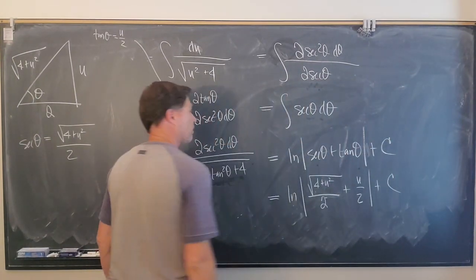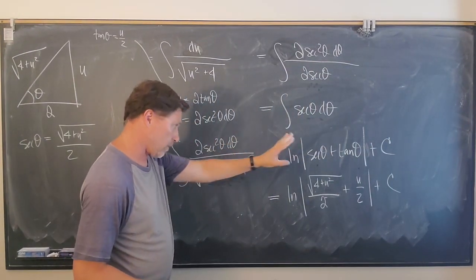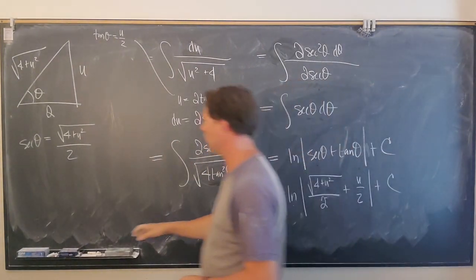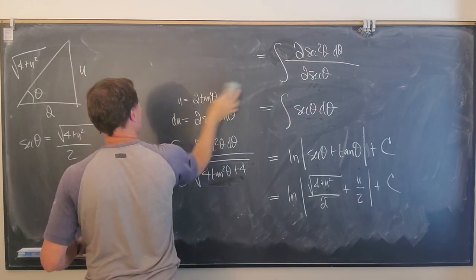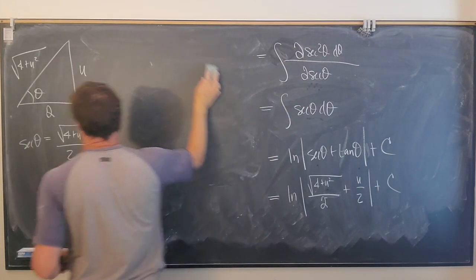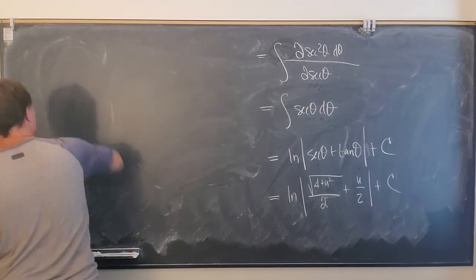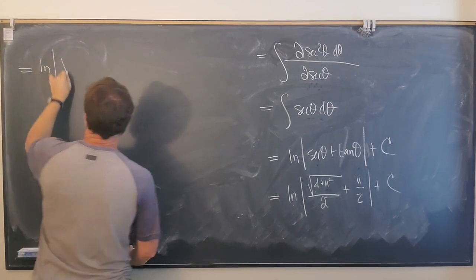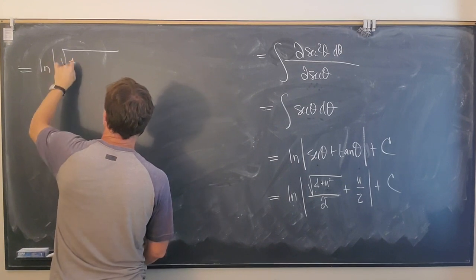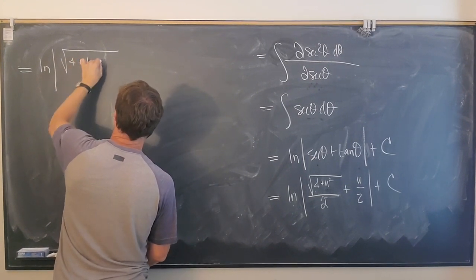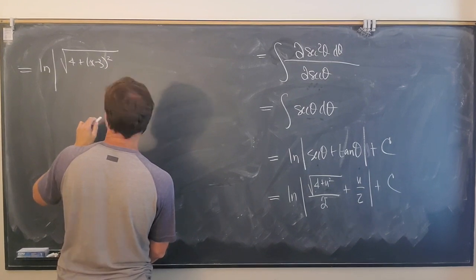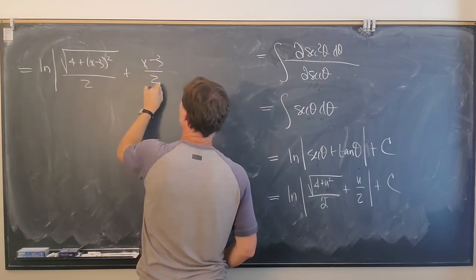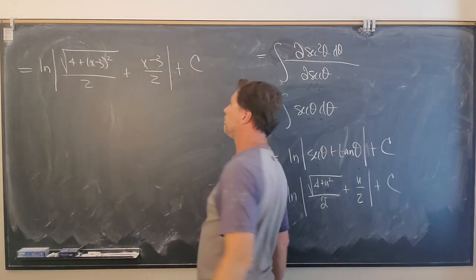We're almost done. But remember, the original problem was asked in terms of the variable x. And so now everywhere I see a u, I need to replace it with what u was. And let me think, u was equal to x minus 3. That was our substitution. So final answer, this is equal to natural log, absolute value, square root of 4 plus x minus 3 squared, all over 2, plus x minus 3 over 2, plus c.